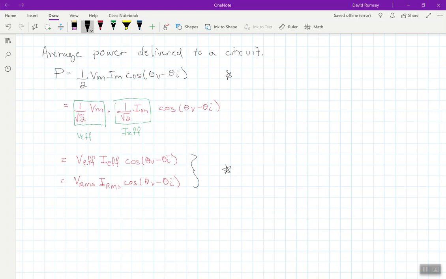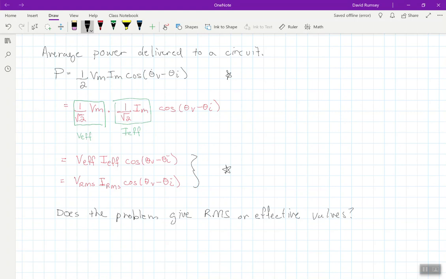But what's important to point out is these equations are slightly different. One equation has this 1/2 and the other equation doesn't. So how do you know which equation to use? Well, that's where you need to read the problem carefully. Does the problem give RMS or effective values? That's what you need to ask yourself.